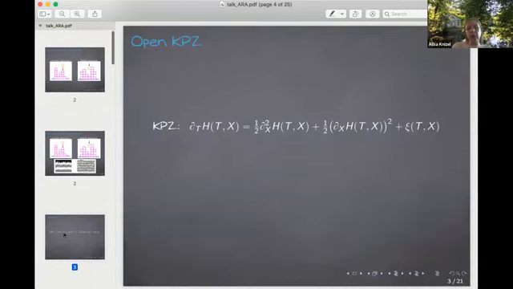Okay, so this KPZ equation lies at the center of the so-called KPZ universality class, the class of models which conjecturally share the same asymptotic properties for the fluctuations and are similar in their mechanism of growth to the ballistic aggregation, to this ballistic deposition model.